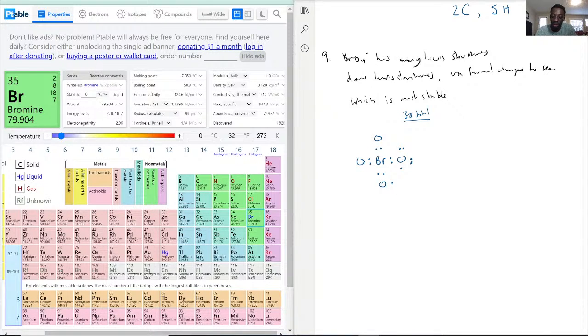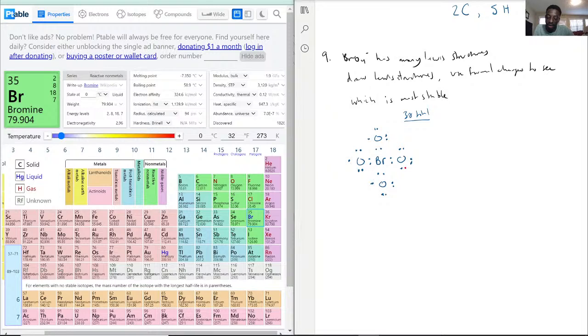Same thing here: 2, 3, 4, 5, 6. And now we have that extra electron. Okay, let's just add it here on this oxygen. So bromine, though, is only sharing so far 4 of its 7.